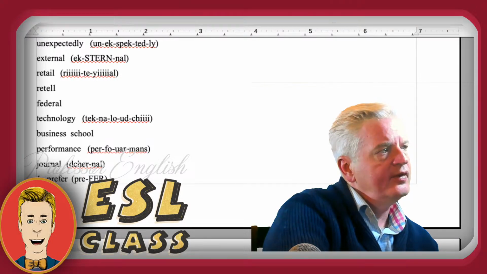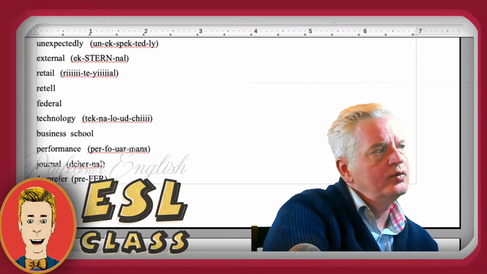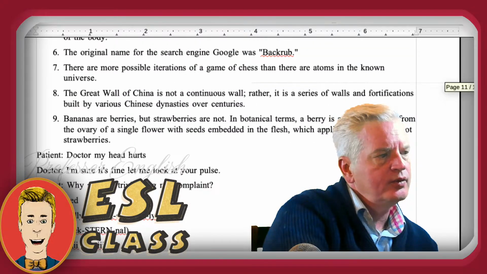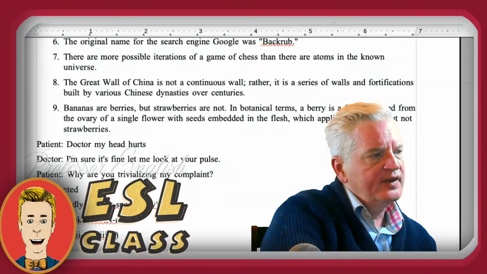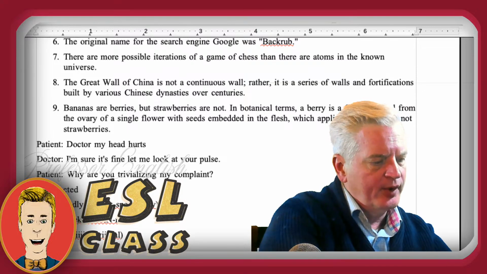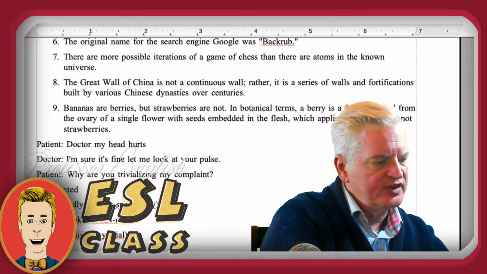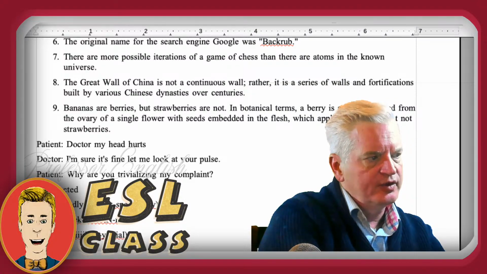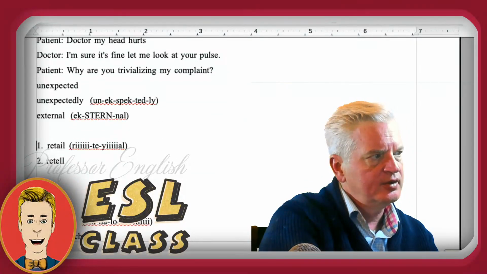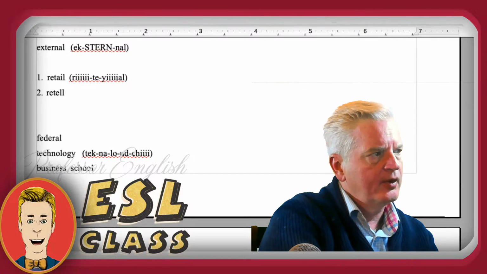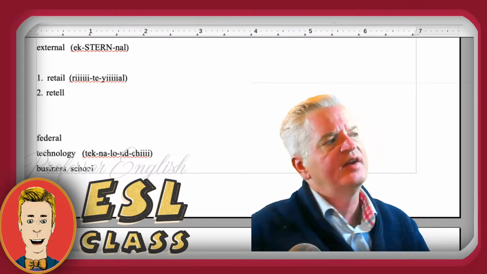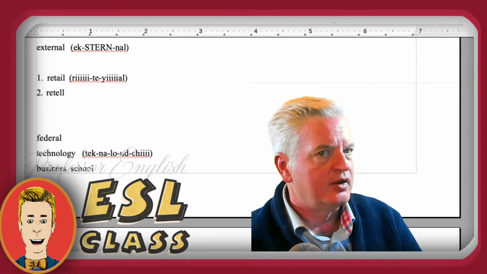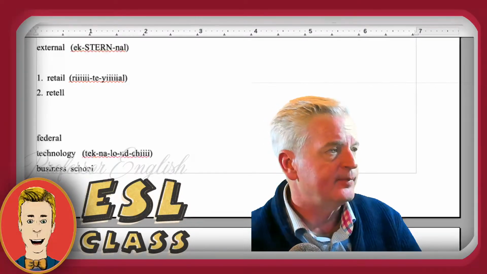Okay, the next issue that we had was with two different words here. They should not sound the same, but when she was saying them, they sounded the same. So we had to talk about what the difference was between these two words. I'm just bringing that up here. Okay, she wanted to say retail, but the way that she was pronouncing it was retell, which means tell again.